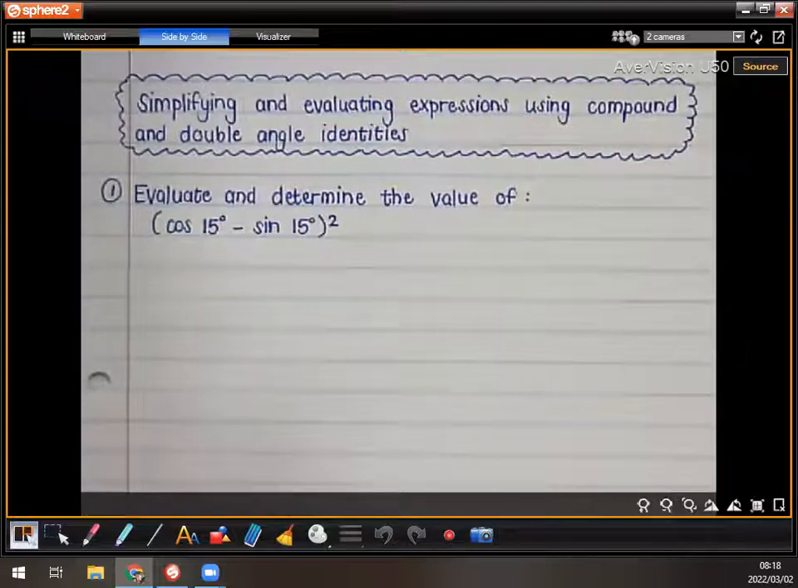Guys, what do you do when you have a bracket squared? You write two brackets and you FOIL them out. Do that, please.